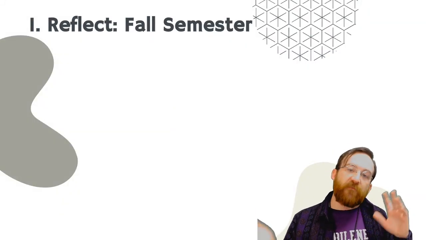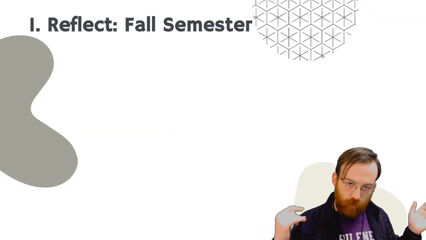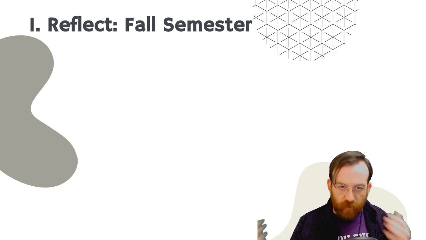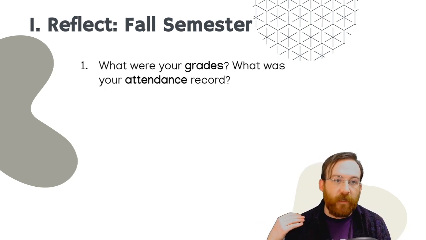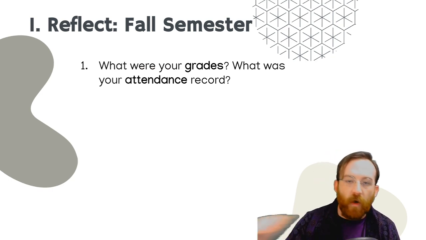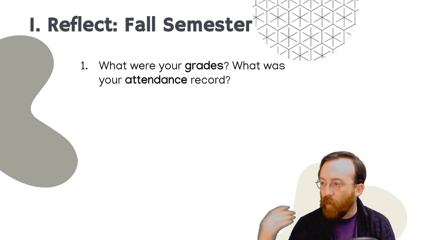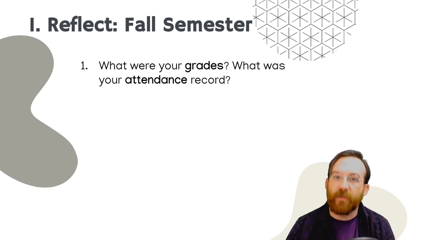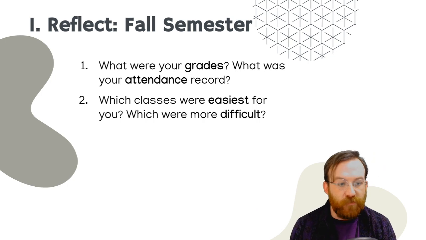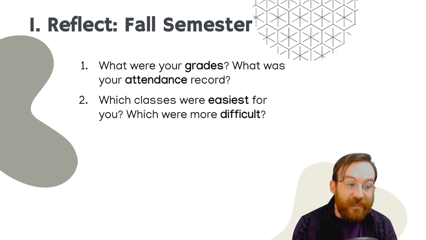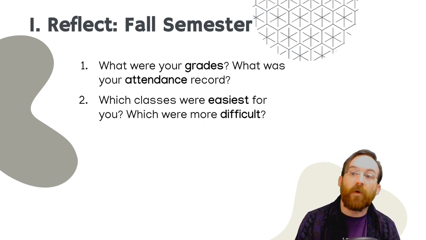Okay, so we're going to reflect on the fall semester and we're going to plan for the spring semester. So the reflection questions for the fall start off with just taking a good look at your grades and attendance record for all 10 of your classes. What were your grades and how often did you go to class? Then you think about, given those grades or given what you know about your schedule, which classes were easiest for you and which maybe were more difficult.